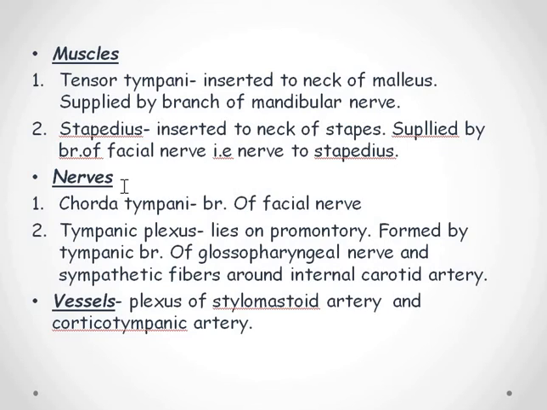When we talk about the nerves, this nerve is the chorda tympani, which is a branch of the facial nerve. As we know, it supplies the anterior two-thirds of the tongue, taste sensation and general pain. The tympanic plexus lies on the promontory. It is formed by the tympanic branch of the glossopharyngeal nerve and the sympathetic fibers around the internal carotid artery. When we talk about the vessels, there is the plexus of the stylomastoid artery and the caroticotympanic artery.